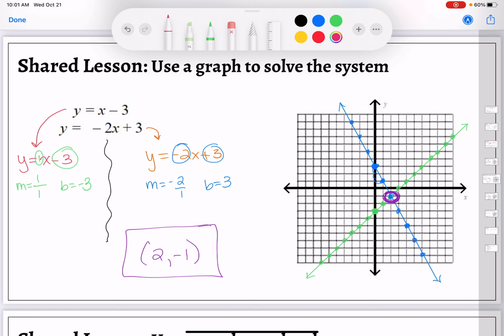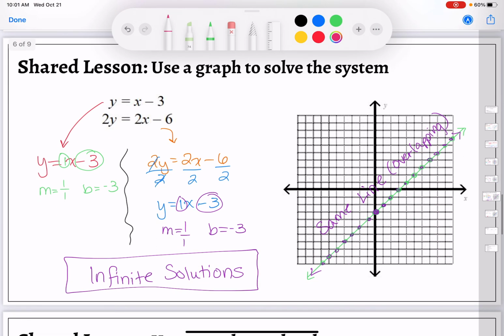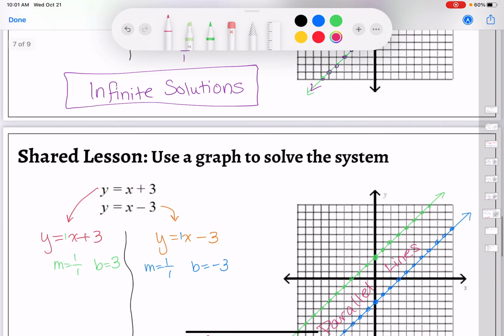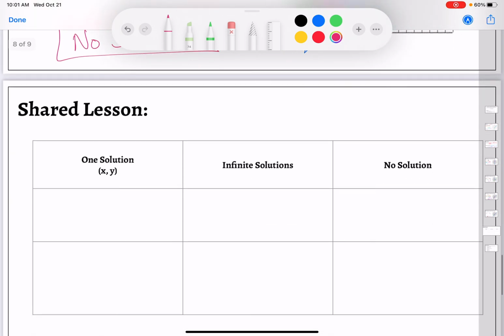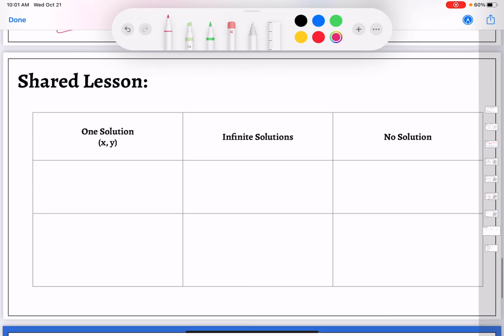So it's one solution. We could have an infinite number of solutions if the lines overlap. Or you can have no solutions at all if the lines never touch. So I made a little table down here just to help kind of remember what that is. So when we have one solution, again, remember, one solution has two numbers, x comma y.